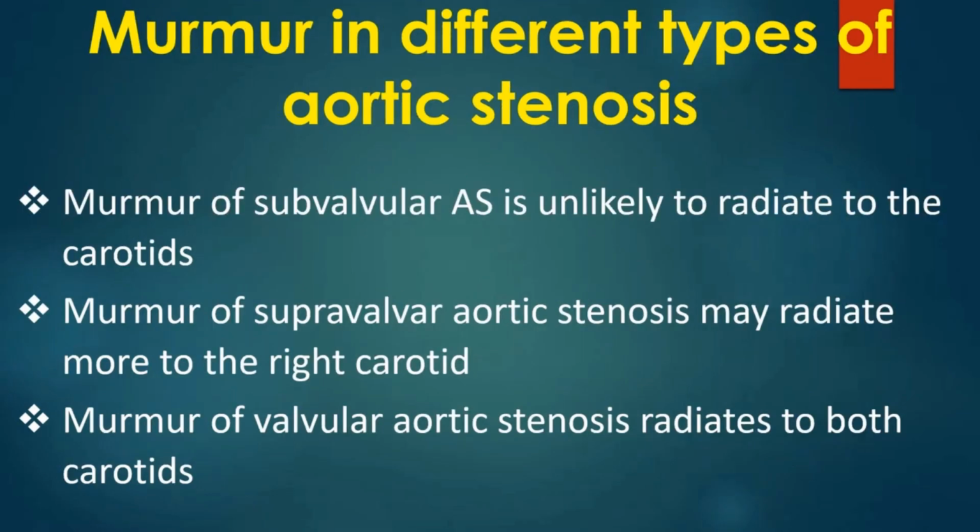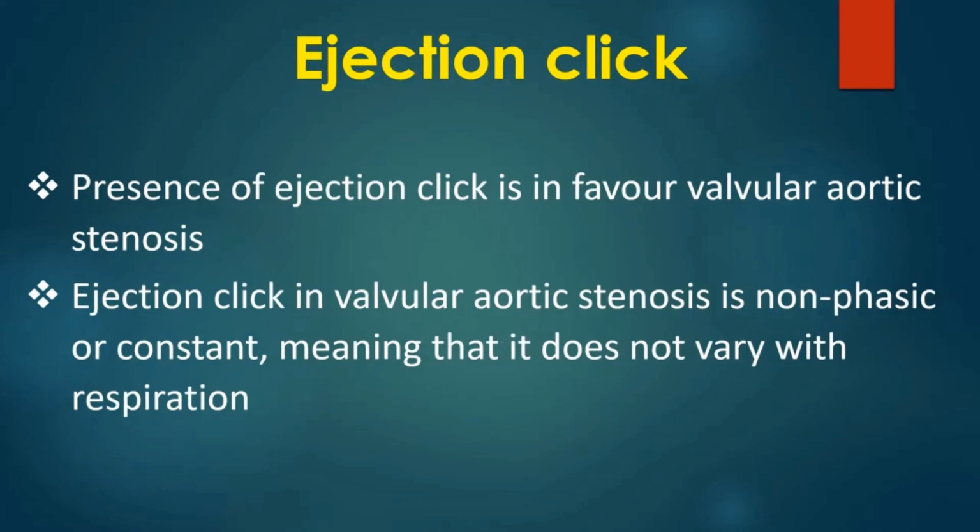Murmur of subvalvular aortic stenosis is unlikely to radiate to the carotids. Murmur of supravalvular aortic stenosis may radiate more to the right carotid. Murmur of valvular aortic stenosis radiates to both carotids. Presence of ejection click is in favor of valvular aortic stenosis. Ejection click in valvular aortic stenosis is non-phasic or constant, meaning that it does not vary with respiration.